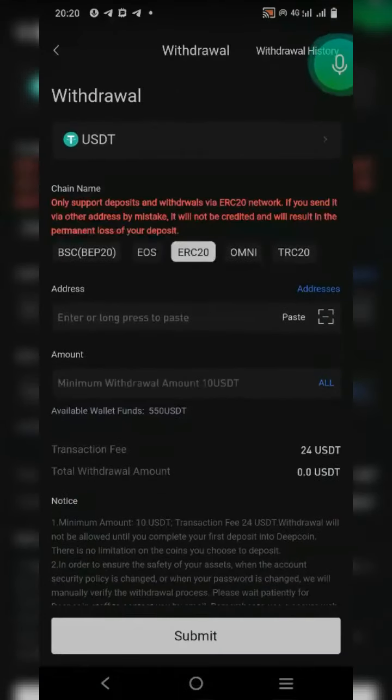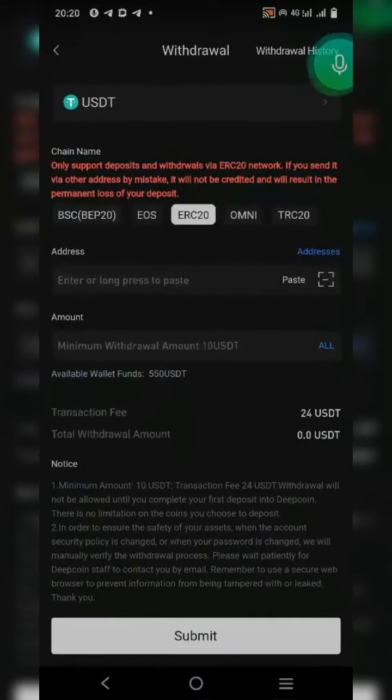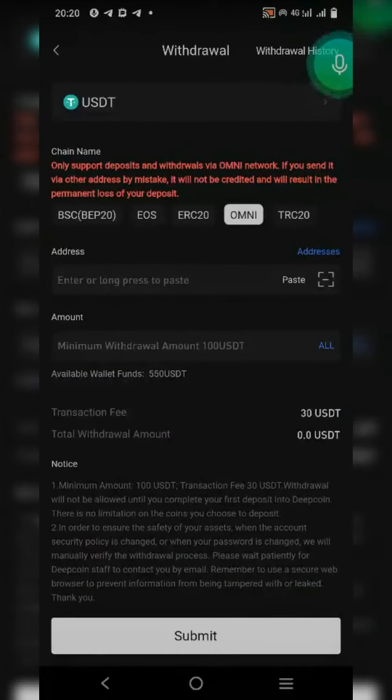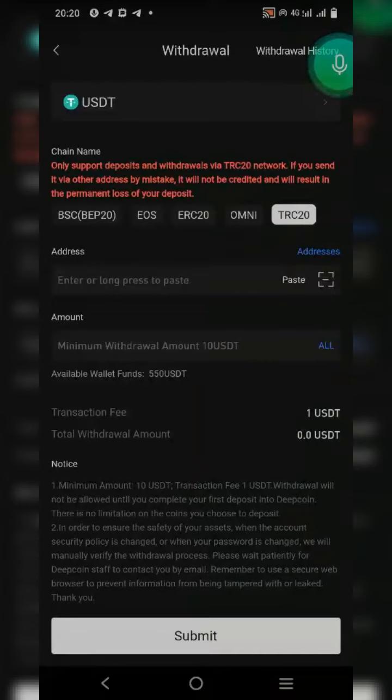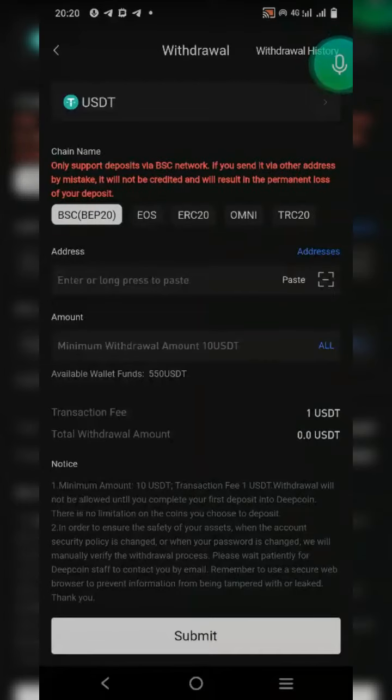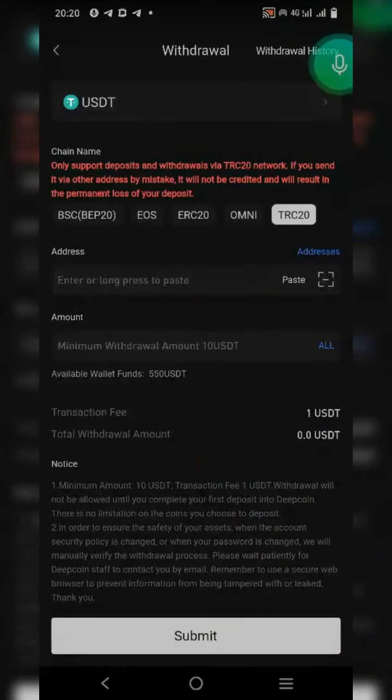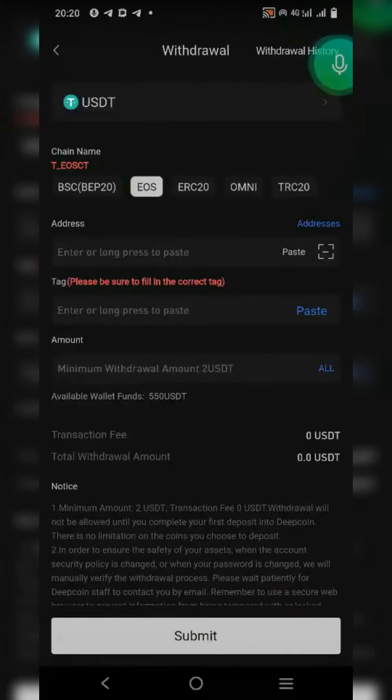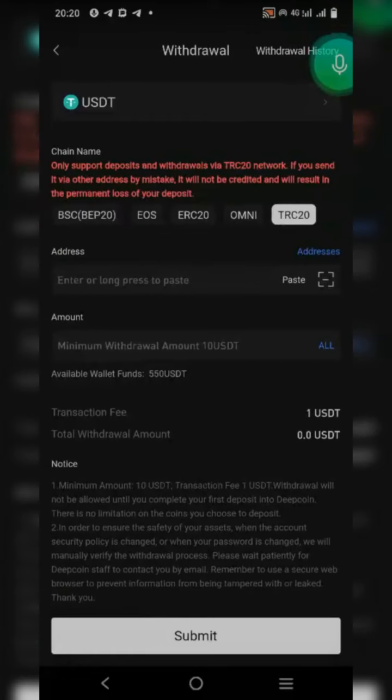On ERC20, you can see 24 USDT. Imagine you are withdrawing to ERC20 the $10 that was given to you, and the withdrawal fee is 24. Definitely, you will not be able to withdraw. The withdrawal fee is higher. On Omni, the withdrawal fee is like 30. TRC withdrawal fee is like 1. But BEP and TRC have more liquidity and are supported by more exchanges. Same with EOS, but not as much as BEP and TRC.